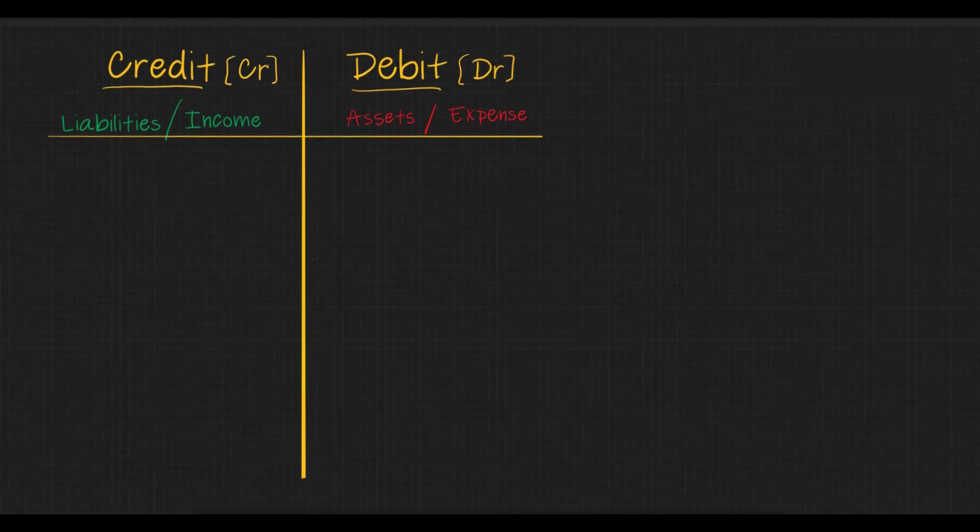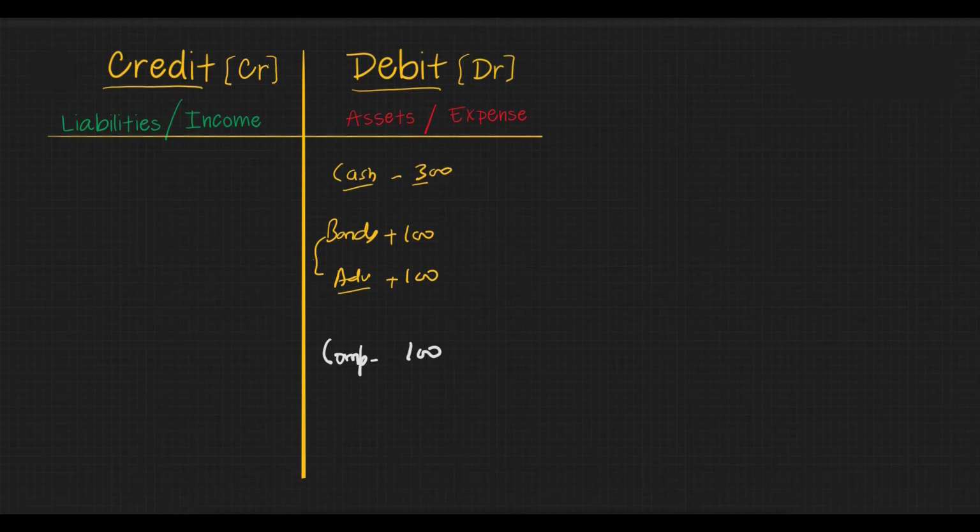Let's say this bank purchased bonds and gave out advances of 100 rupees each, and also purchased a fixed asset, let's say a computer, of 100. So we debited all these three accounts and we credited cash by 300 for purchasing all these three. So when we purchased a bond or gave out advance, we created a financial asset. Whereas when we purchased a computer, we created a fixed asset. So far, there is no impact on the P&L.